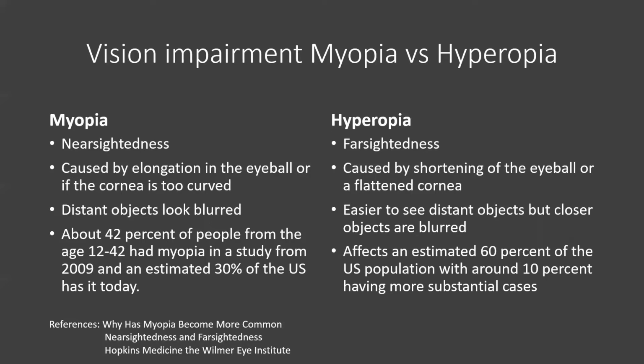Both of these are caused by a misshapen eye and cornea, which means that both are caused by an issue in the eye of focusing the light correctly. So it can't focus the light where it's supposed to focus, directly on the macula.